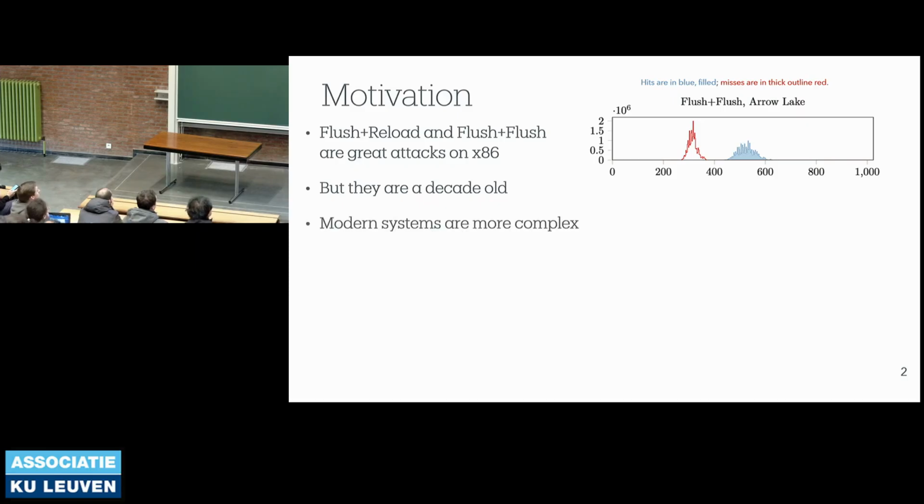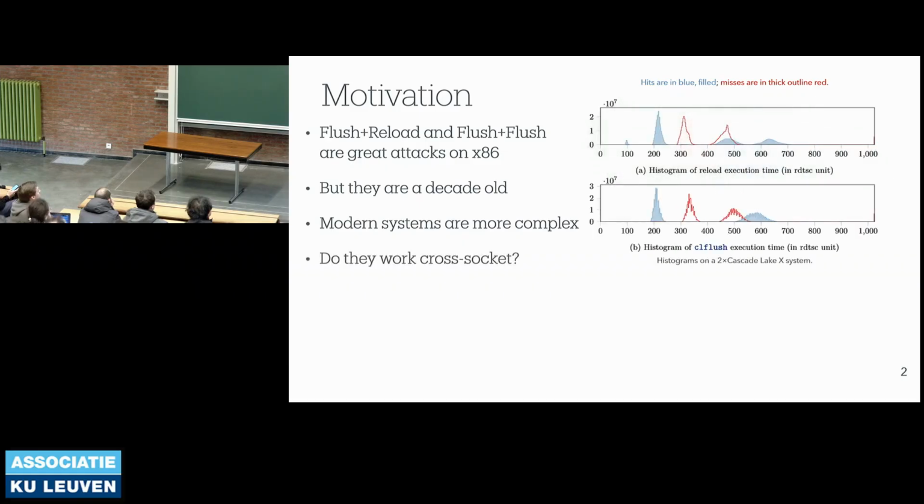But modern systems are a little bit more complex than this nice little histogram. If we try that on a multi-socket system, and we try a cross-socket attack, because clflush does flush across sockets, we get this kind of histogram. Above you have Flush+Reload, below you have Flush+Flush. In both cases, these are not nice histograms, and you can't just pick a threshold and distinguish things, because you have fast and slow hits that are mixed up.